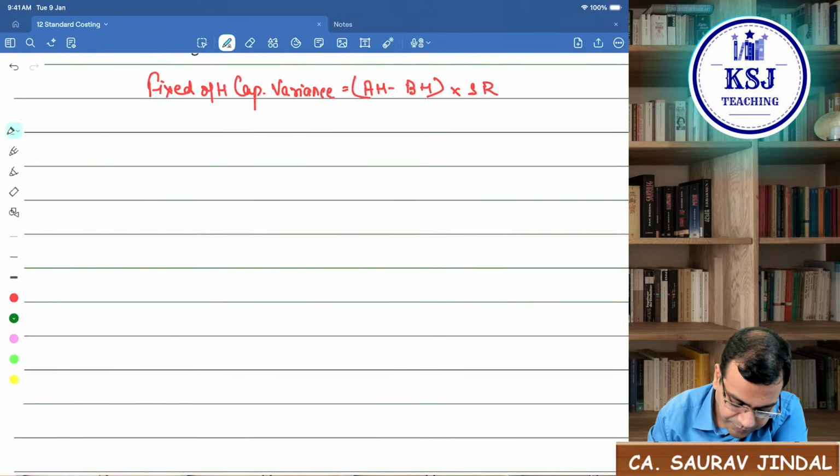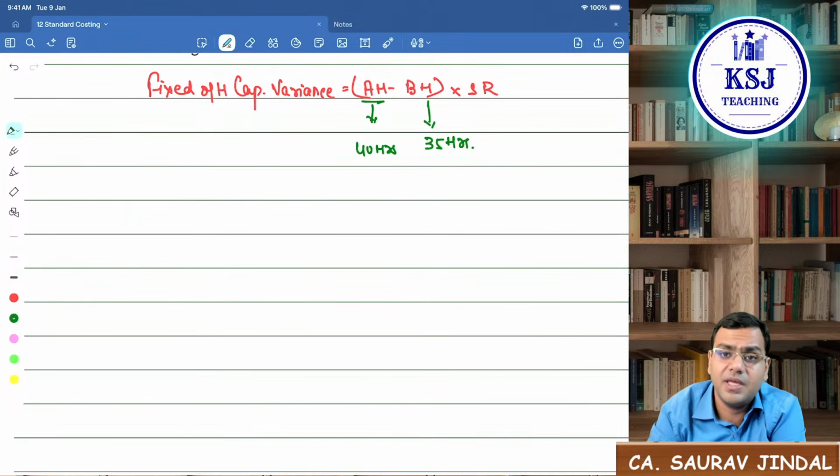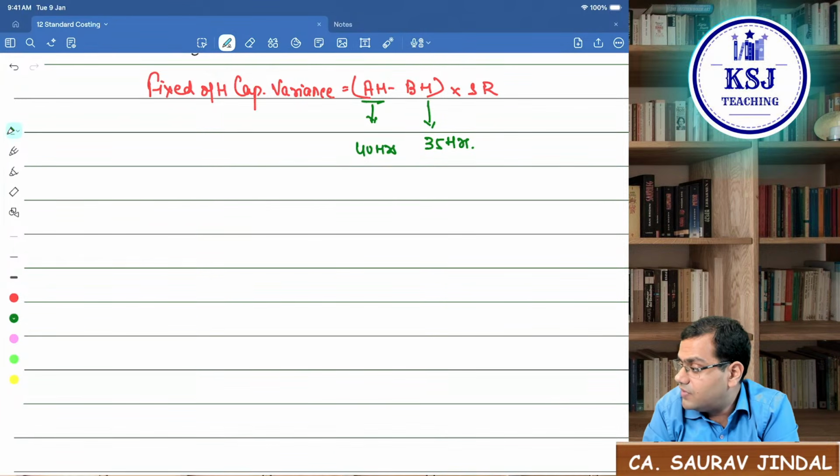Now, let's say you are given actual hours is 40 hours. The budgeted hours is 35 hours. Now, you will be very happy. You thought that the worker will work for 35 hours, but he's actually working for 40 hours.